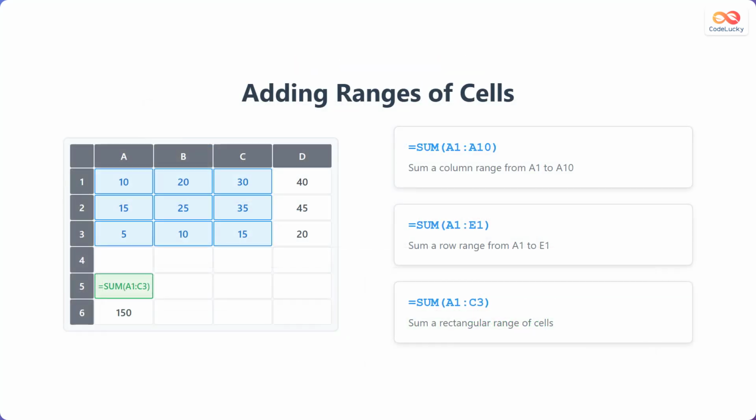Let us explore how to add ranges of cells using the sum function in Microsoft Excel. You can specify a range of cells to sum by using the colon operator. For example, =SUM(A1:A10) will sum all the values in column A from row 1 to row 10. Similarly, =SUM(A1:E1) will sum all values in row 1 from column A to column E. And =SUM(A1:C3) will sum a rectangular range of cells from A1 to C3.